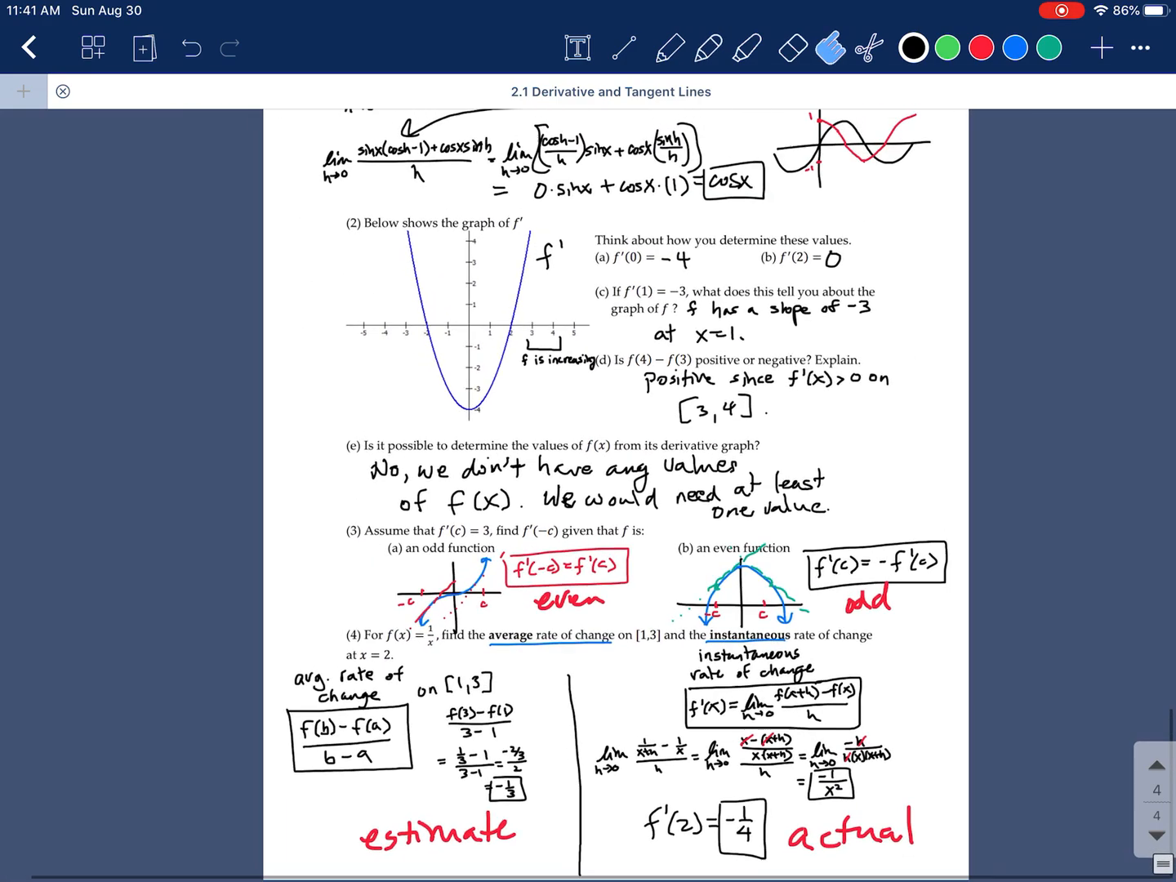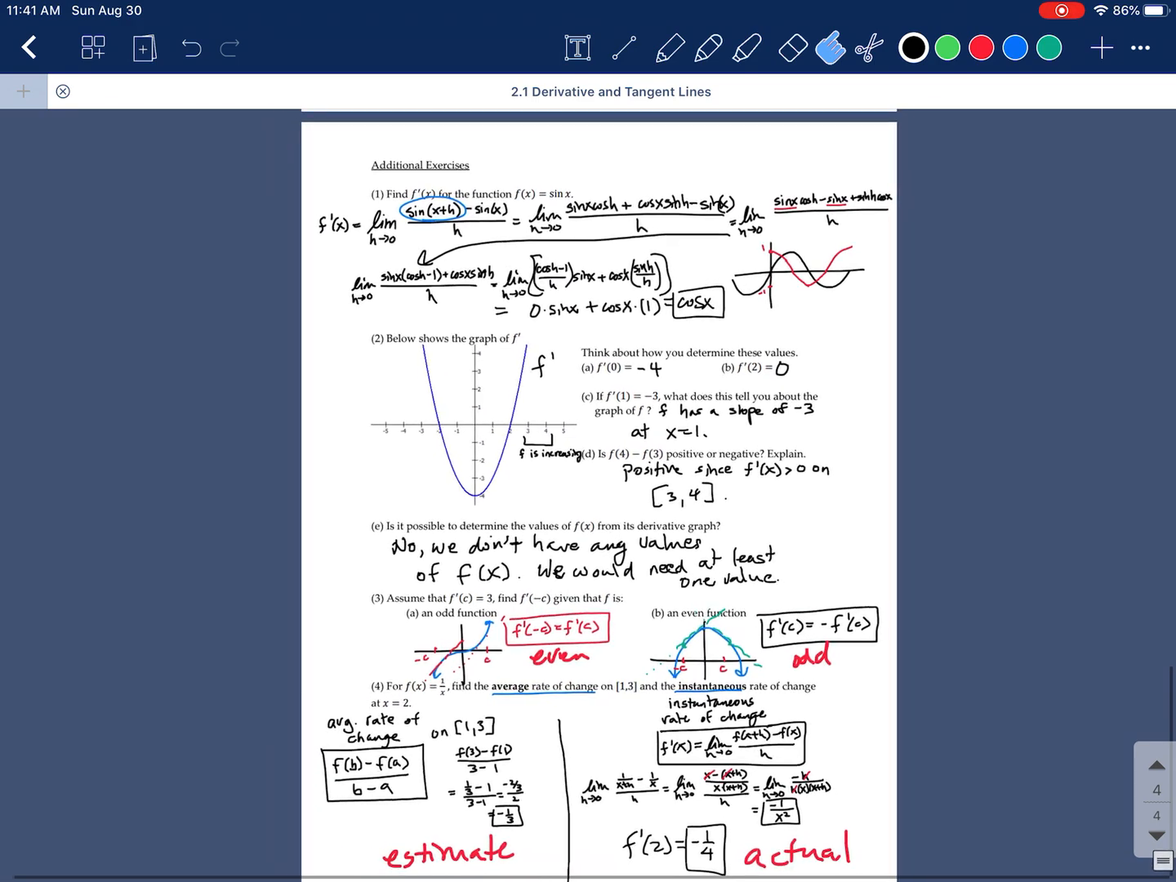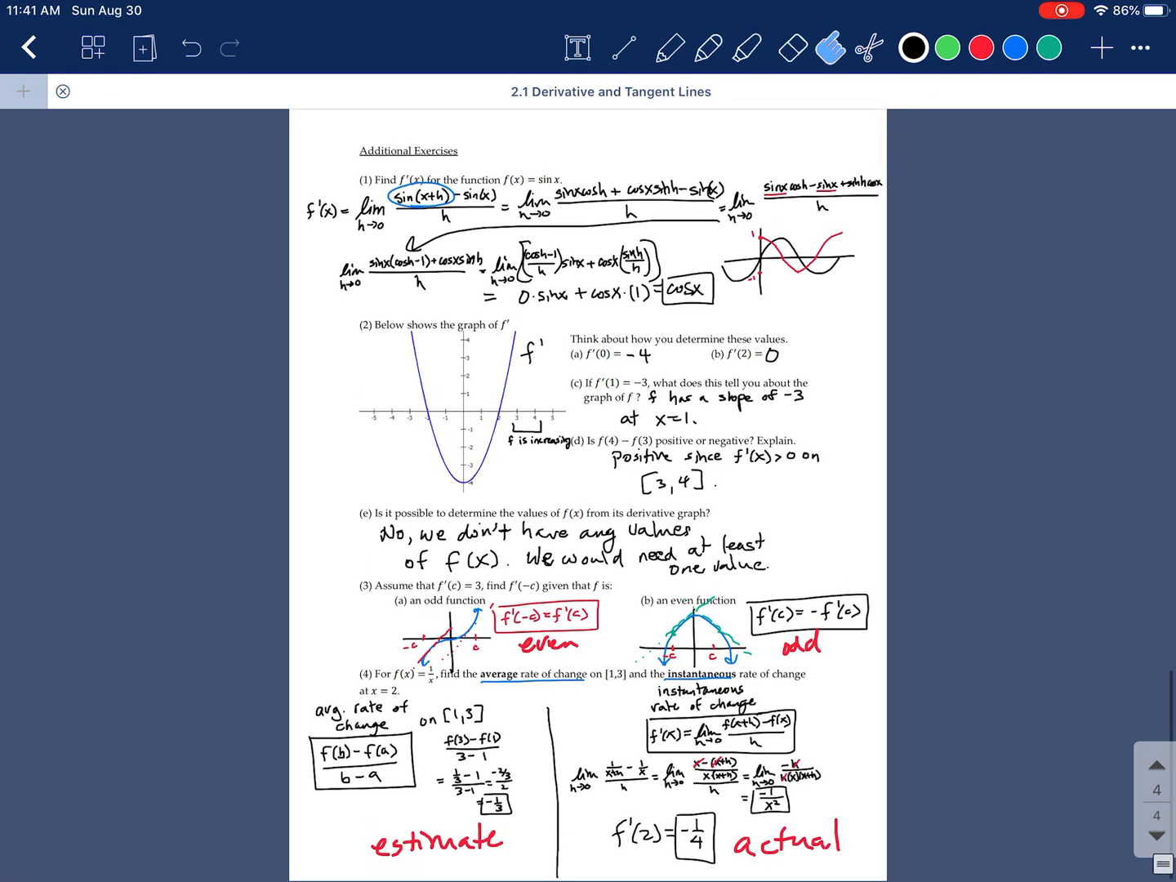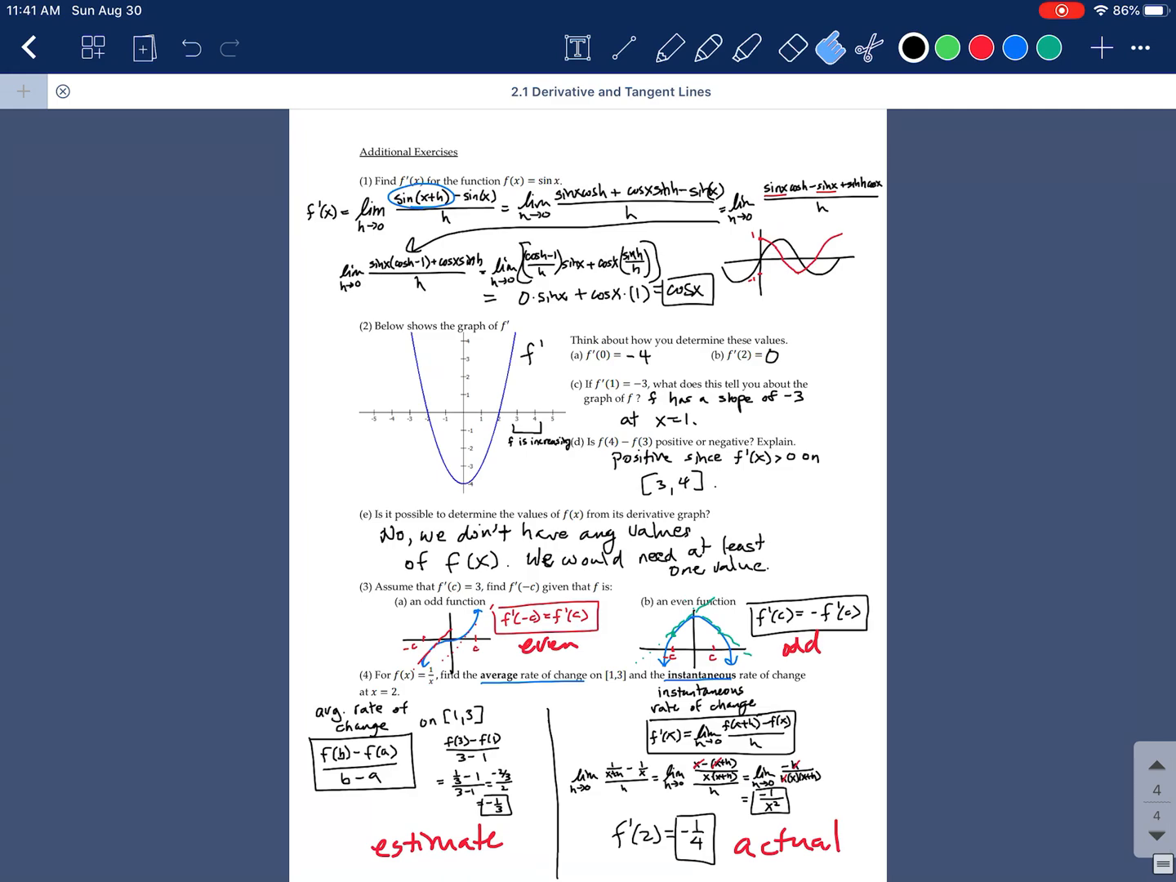All right, so that ends the additional exercises for 2.1. Again, I'll probably be doing these for the remaining sets of notes that we have for these new topics, just so you have an extra resource to use.